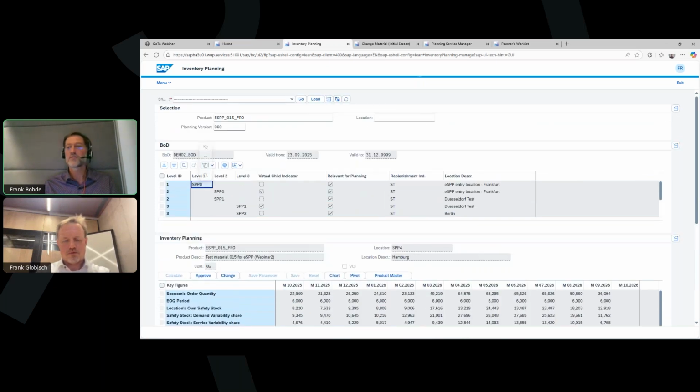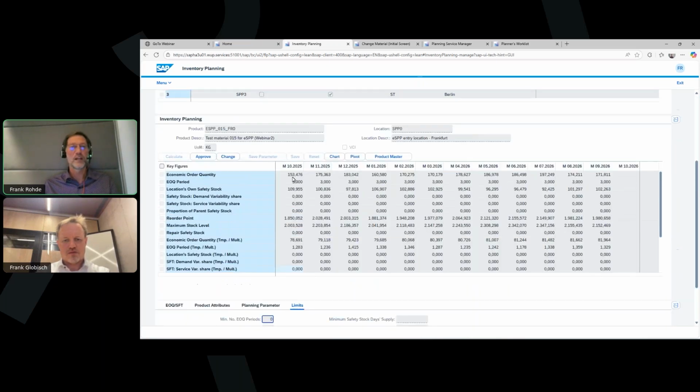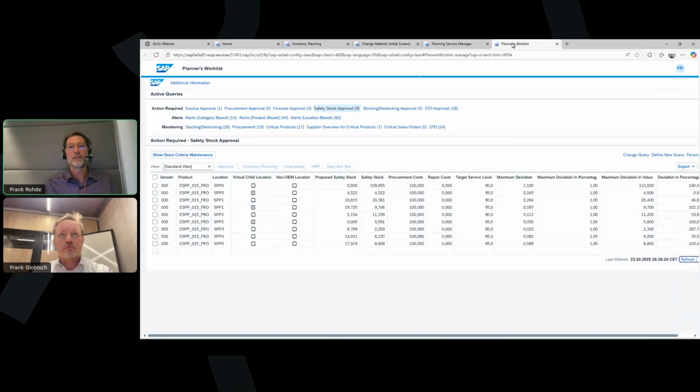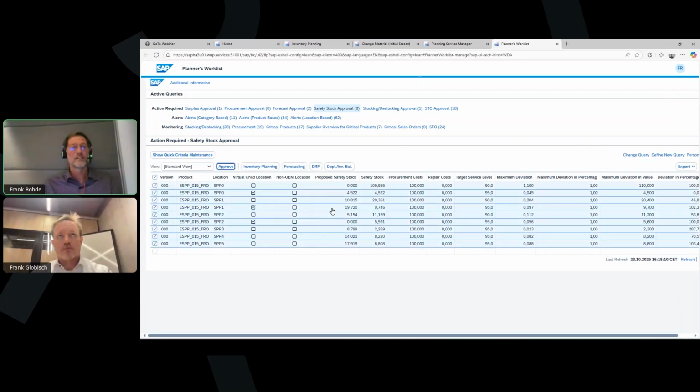So if we go to the entry location, we see as well that the safety stock of 109 was there before. Now we have actually 0 because we have moved most of the safety stock closer to the customer. So if we go to the planner's work list and we say, well, that makes sense, we simply approve it. Everything is approved.